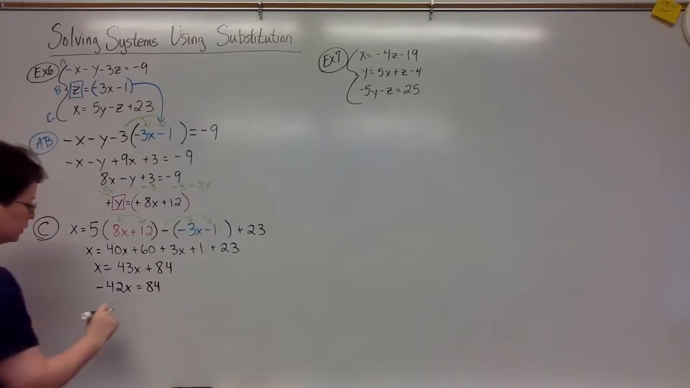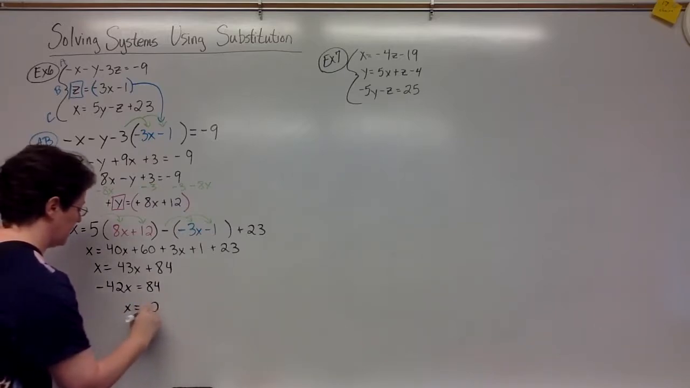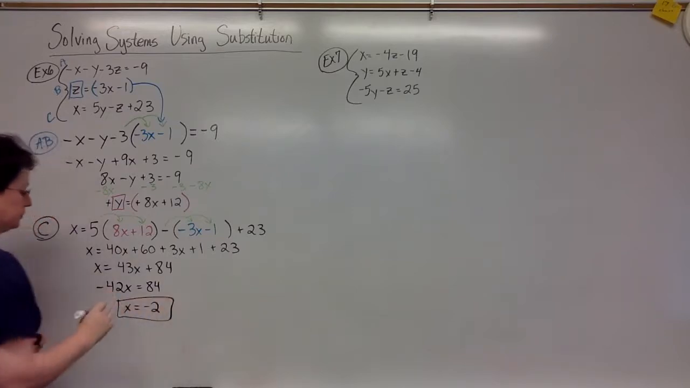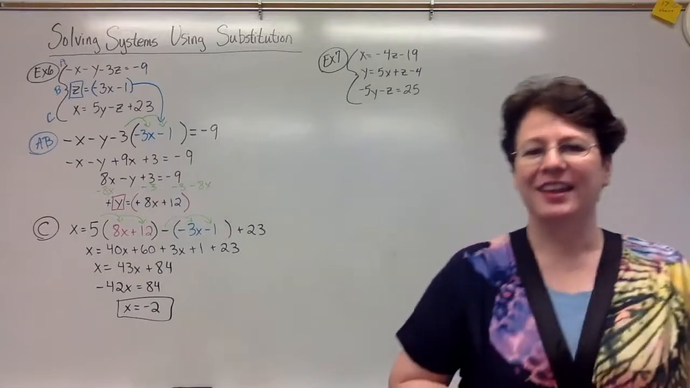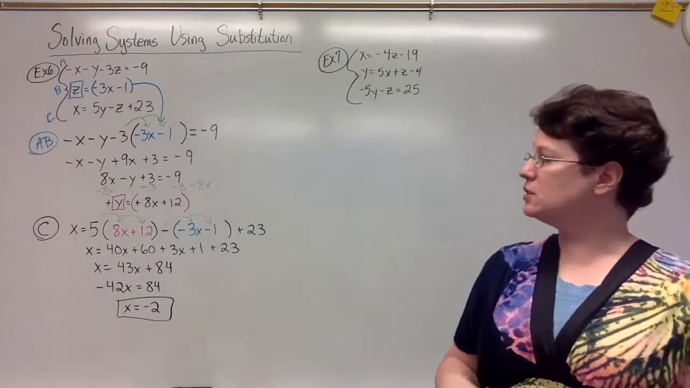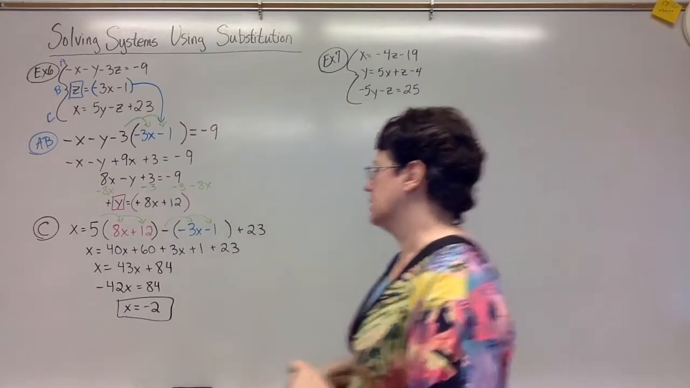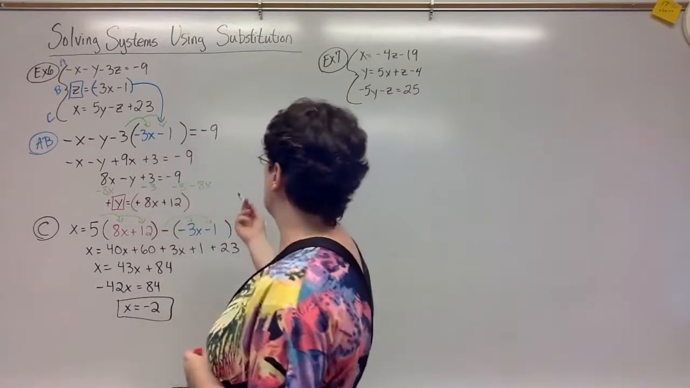Now divide by negative 42. I get x equals negative 2. That is not my final answer. It's only part of it. I still need y and z. So let's look at y here.